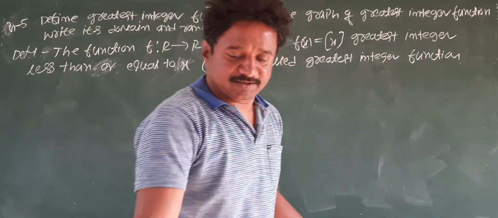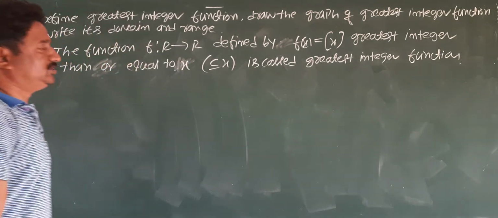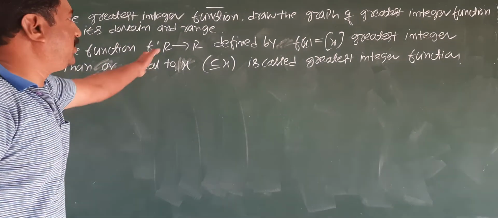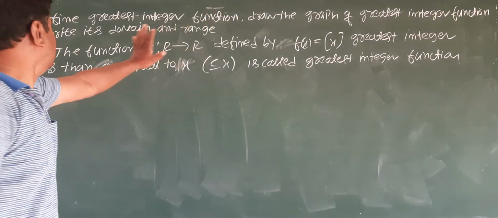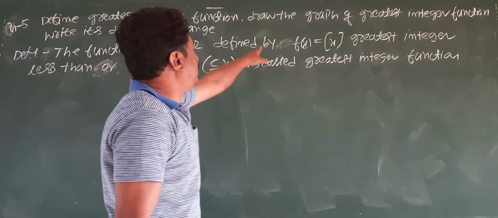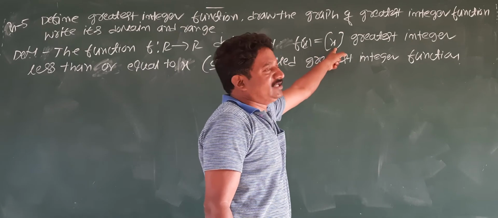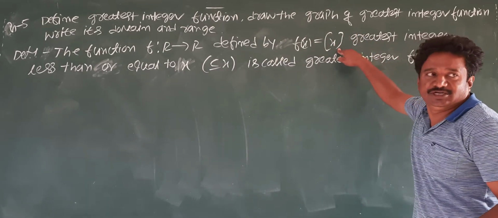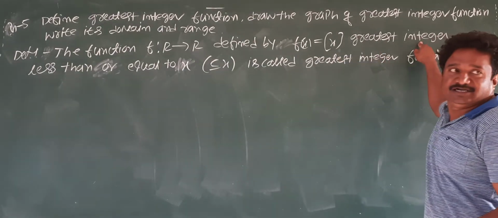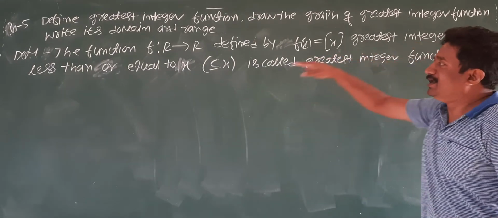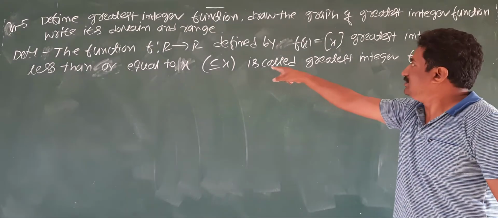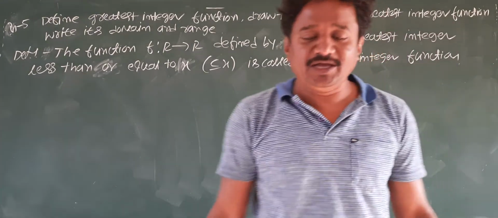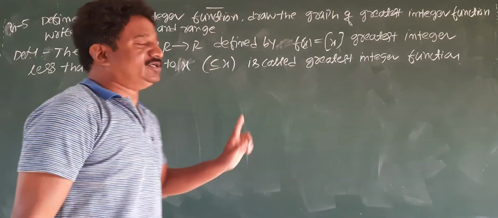Look at this, students. Now let us go for drawing the figure. Already I explained what the greatest integer function is. The function f from R to R defined by f(x) is equal to this greatest integer function. The value of this function should be an integer, and that integer should be less than or equal to x. So it is called the greatest integer function. Now let's go for drawing the graph of the greatest integer function.